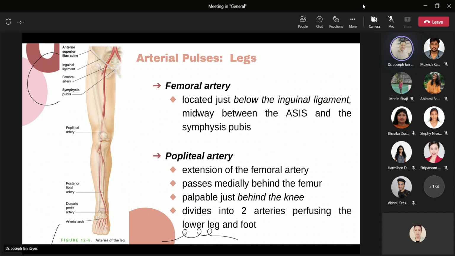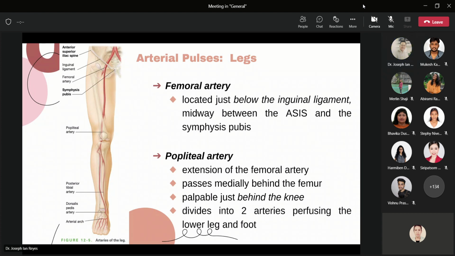So you have your femoral artery, just below the inguinal ligament, midway between the anterior superior iliac spine and the symphysis pubis. So it's midway from those landmarks. When you assess your patient, probably the patient will be supine. Try to locate those bony prominences, then slowly palpate for that area.